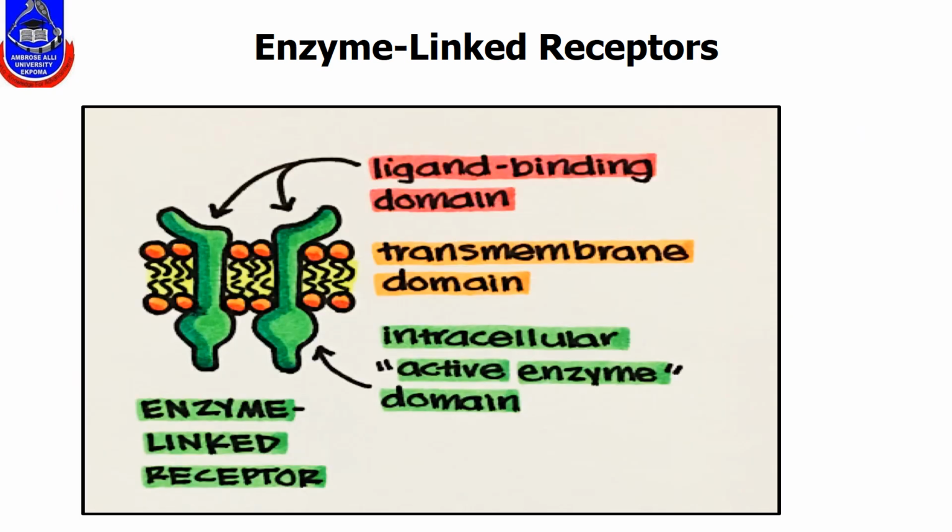Now, for a better understanding of the enzyme-linked receptor, you can see this figure here. The plasma membrane, you can see the protein. So we refer to it as a transmembrane protein that has a transmembrane domain. We have the ligand binding domain as well as the active enzyme domain, because the ligand will bind at the extracellular surface of the cell, while activity will occur in the internal part or intracellular domain of the cell.